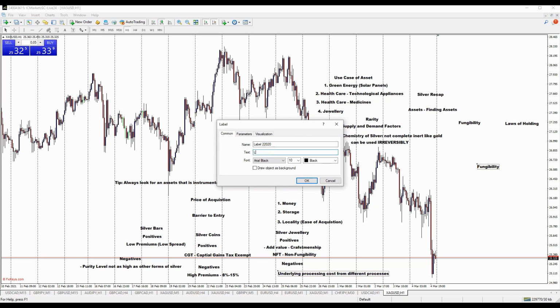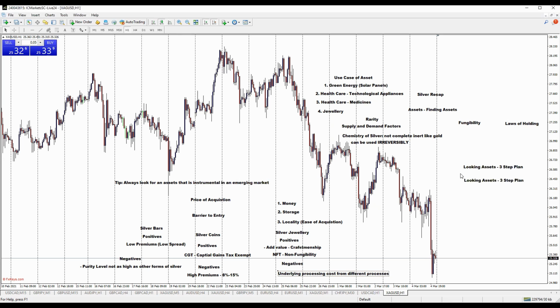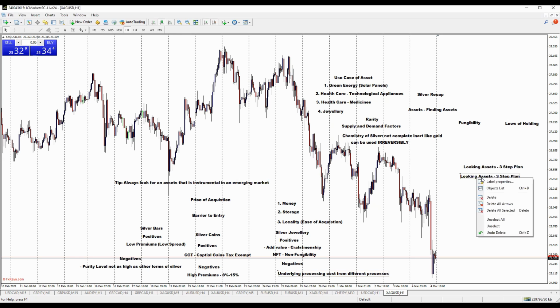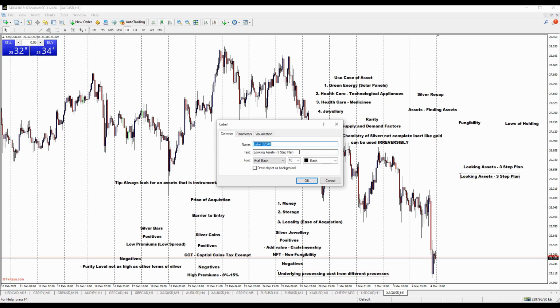So looking at assets, I'll say the 3-step plan to go for. The 3-step plan is, of course, you're going to take on these 5 points. I call them the 5 pillars. There's actually more than that, but for this lesson, we have the 5 pillars of assets we want to look at.